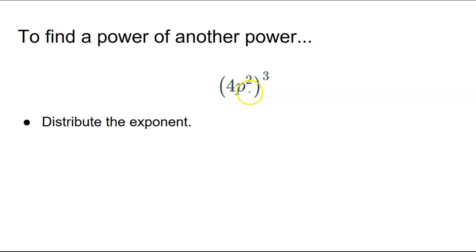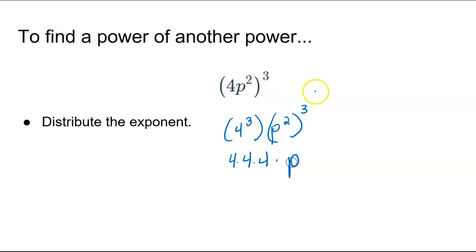You pause the video and try this one on your own. You should have gotten 4 to the third and p to the second to the third because we're distributing. 4 to the third is 4 times 4 times 4. Now this one, 3 times 2, remember distributing is multiplying, becomes 6. So 4 times 4 is 16, 16 times 4 is 64, so that's 64 p to the 6th.